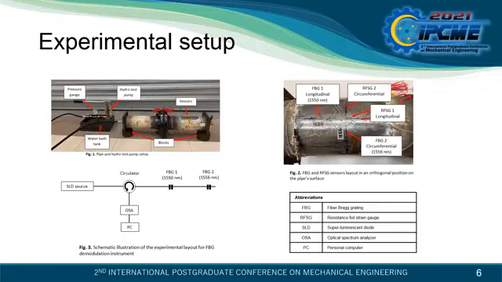Meanwhile, figure 3 shows the schematic illustration of the experimental layout for the FBG demodulation instrument. The SLD light source is connected to the FBG sensor by using a circulator. So the back reflected spectrum from the FBG sensor was captured by the OSA and monitored by using a PC or computer.